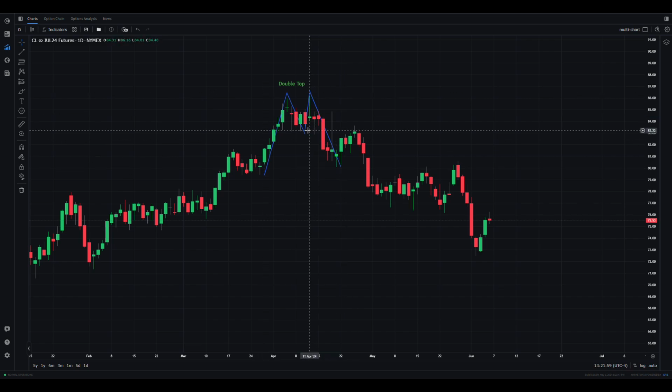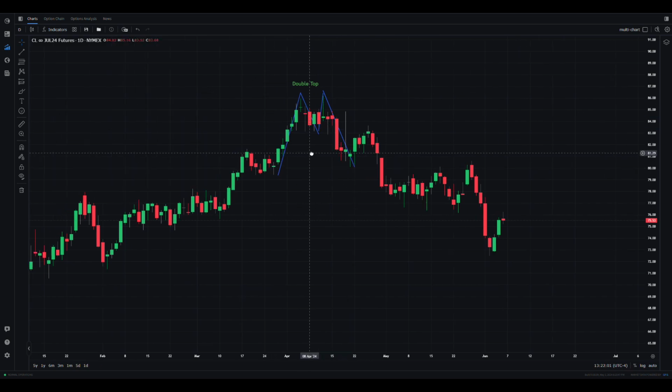The formation of a double top pattern hints that buyers have attempted to push the price higher twice, but have failed to sustain the upward momentum. This failure indicates exhaustion of buying pressure and may signal a potential reversal from an uptrend to a downtrend.